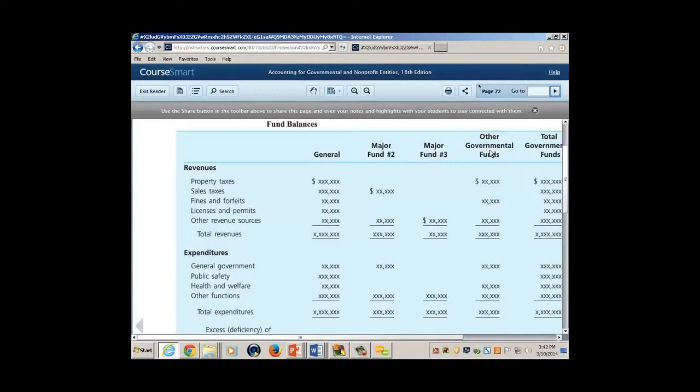Now, there is a little thing to this, which is a government can designate a fund as major even if it doesn't meet the definition, if they think it's important enough. They can designate it as a major fund, even if it doesn't meet the definition. But on the reverse side, if a fund meets the major fund definition, you can't make it non-major. So if it meets the test, you don't have the option of saying, no, it's not a major fund. But if it doesn't meet the test, you have the option to say it. So that's the difference. Okay?